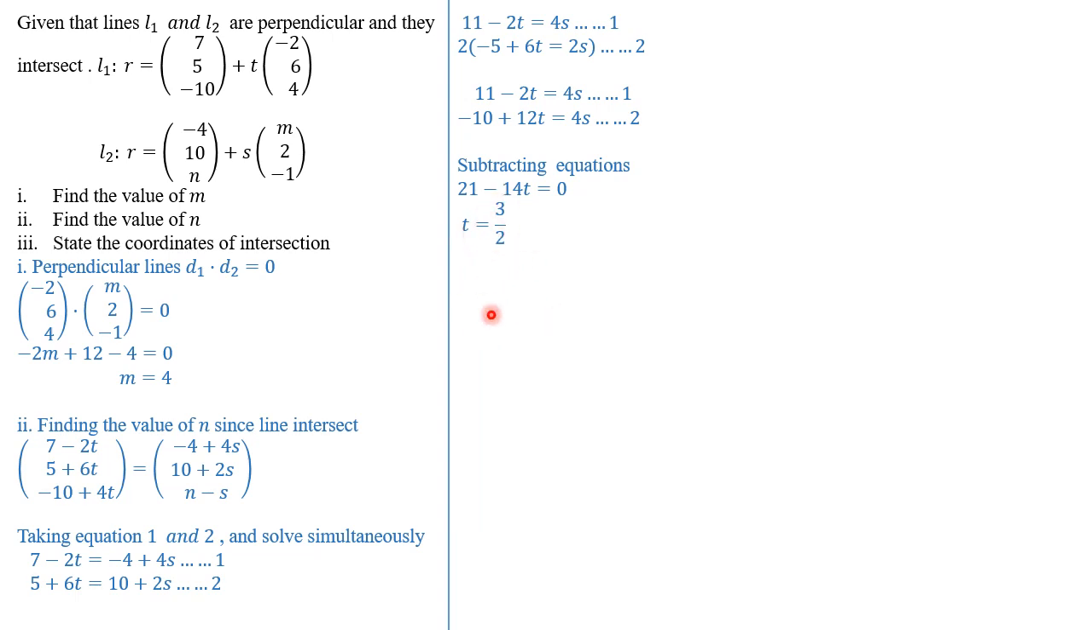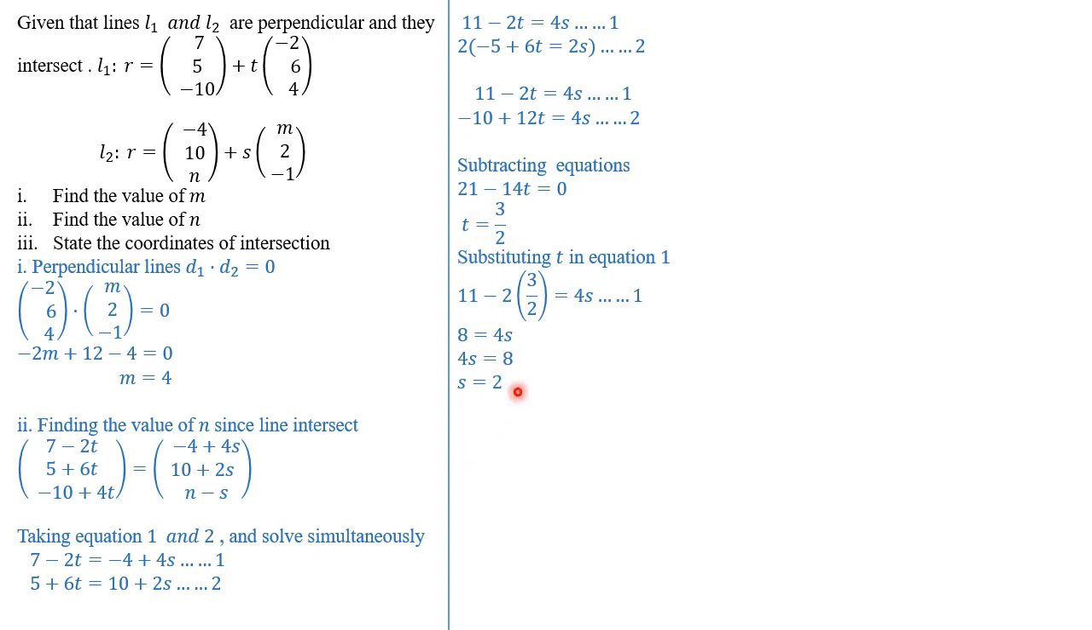So now we can also solve for s, substituting t into equation 1. All right, so you can see we have 8 is equal to 4s. So 4s equals 8, so s is equal to 2. All right, so now these are the values of t and s.